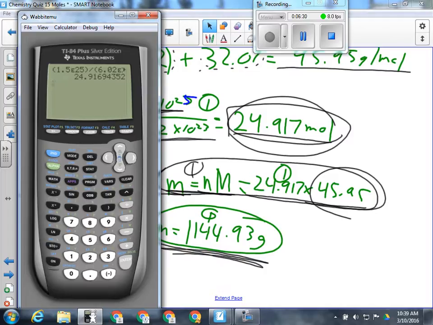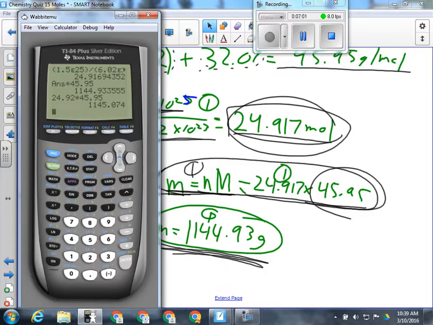So I want to keep those, multiply that by my 45.95. Okay, and I get 144.93. But if I round that number off to 24.92, and then I do that operation, I get a significantly different number. And that's going to be something that follows through into chemistry, bio, and physics 20: we always keep our decimals until the very end, and then we round for our answer.